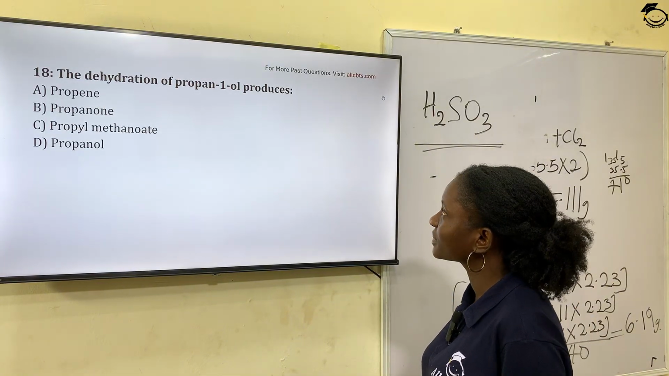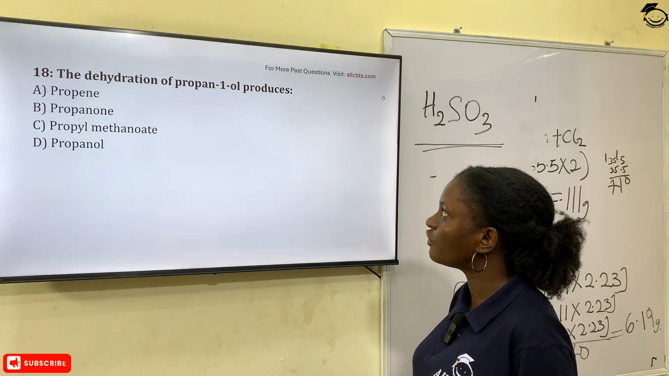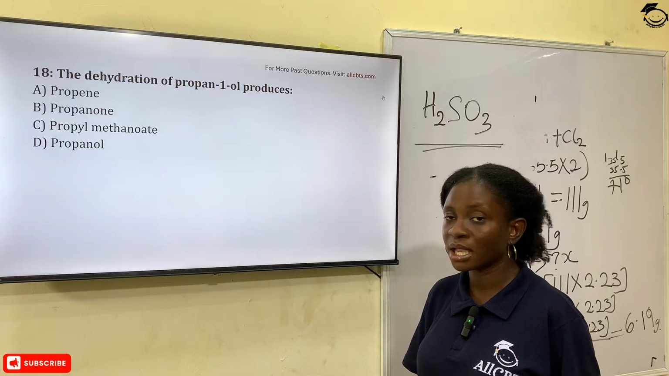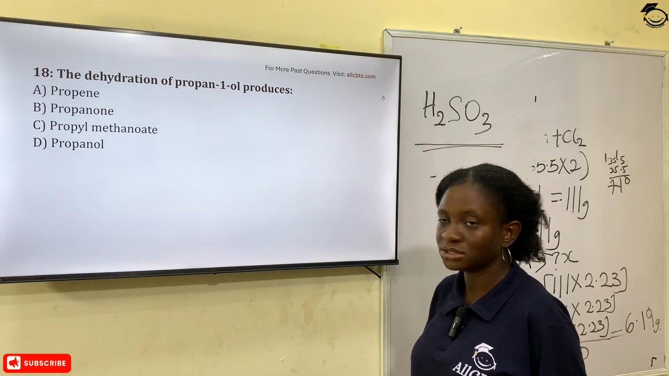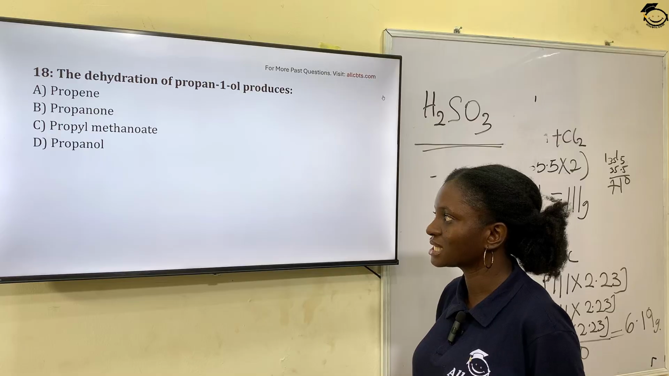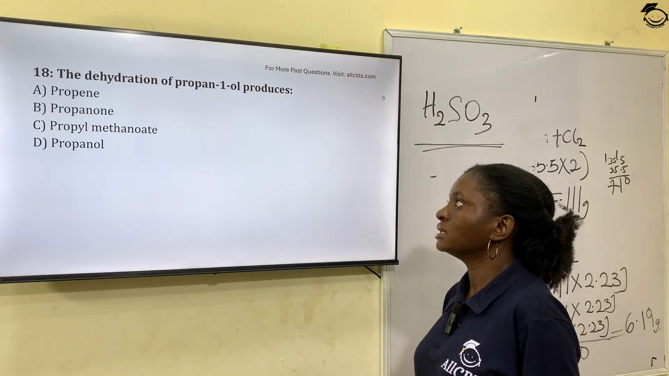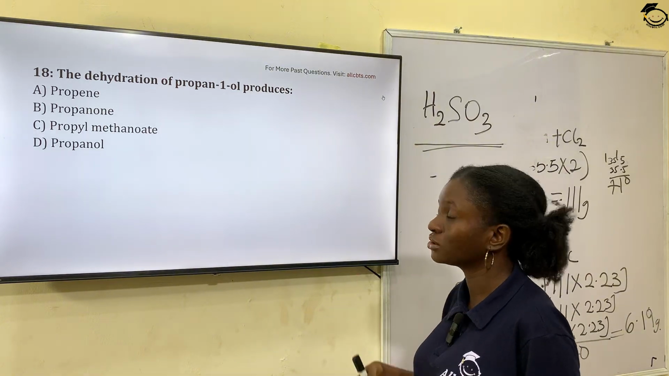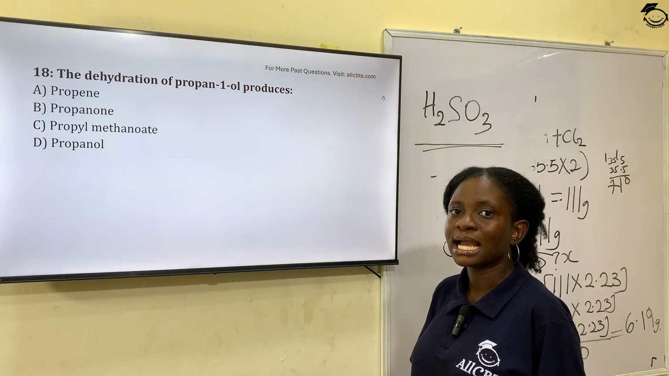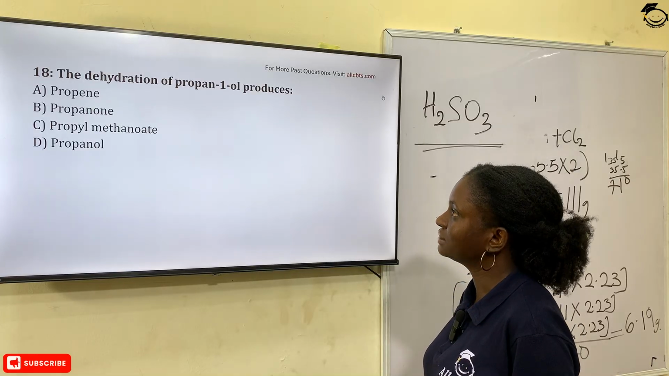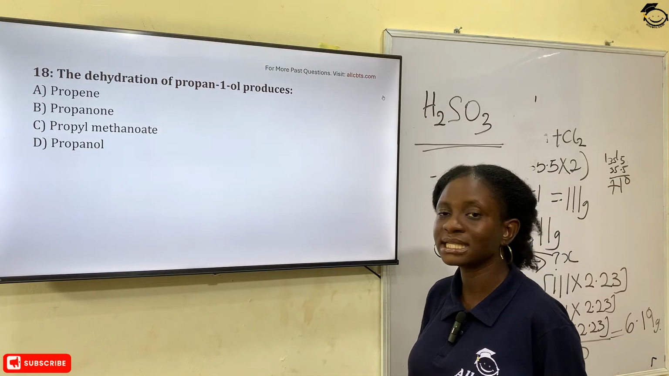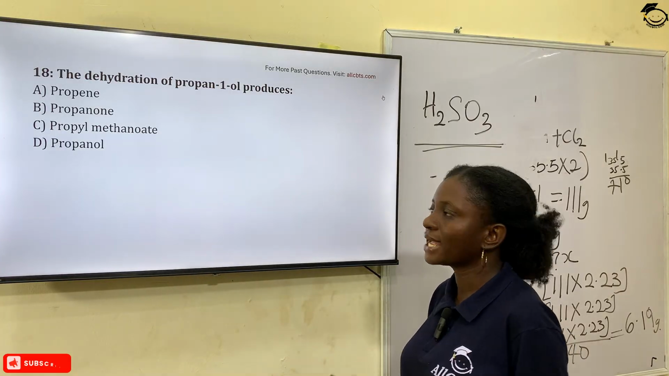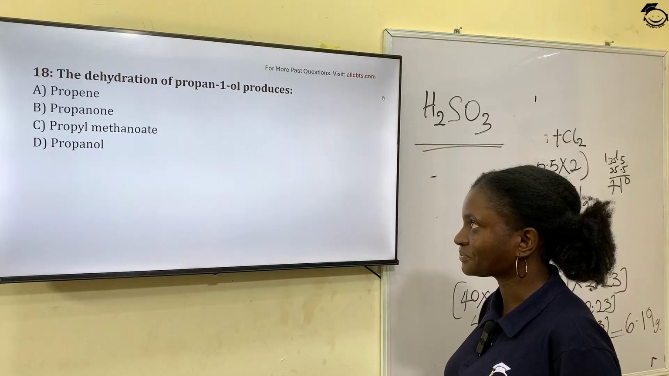Question 18. The dehydration of propan-1-ol produces A, propene, B, propanol, C, propylmethanoate, D, propanol. The dehydration means the removal of water from propanol, and we produce an alkene. From these options, option A is the alkene, from the name, propene. So option A is the correct answer.